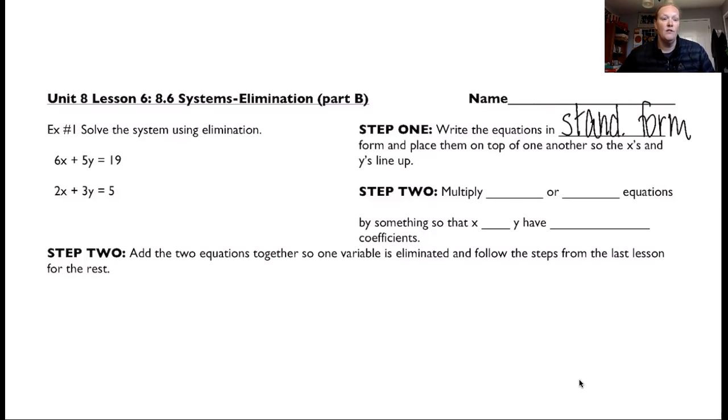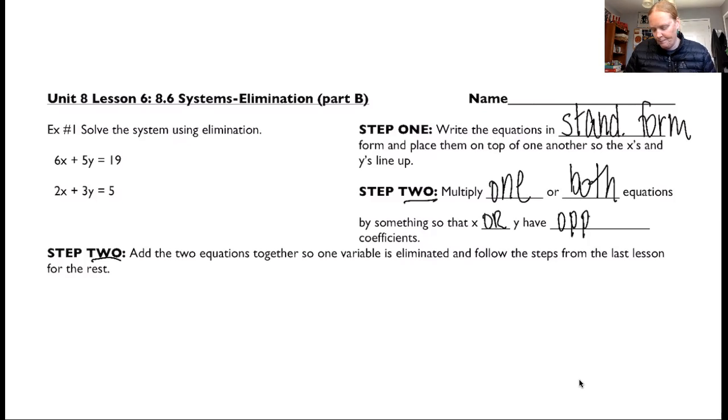Okay, so step 2, here's the new thing. I just noticed that it says step 2 and then it says step 2. All right, so you get to do a double. So we are going to multiply one or both equations by something so that X or Y have opposite coefficients. So in the last lesson, you either had like 2x, and then in the next equation, you'd have negative 2x. And then if you add them together, the x's cancel. Or you had something like 5y and negative 5y. If you add them together, something cancels.